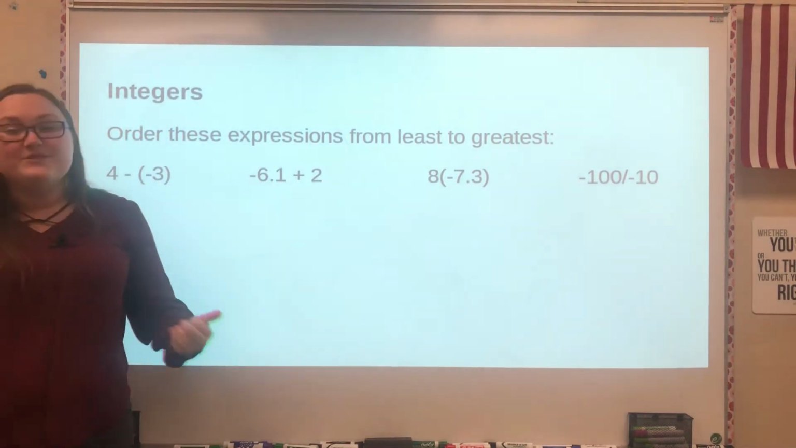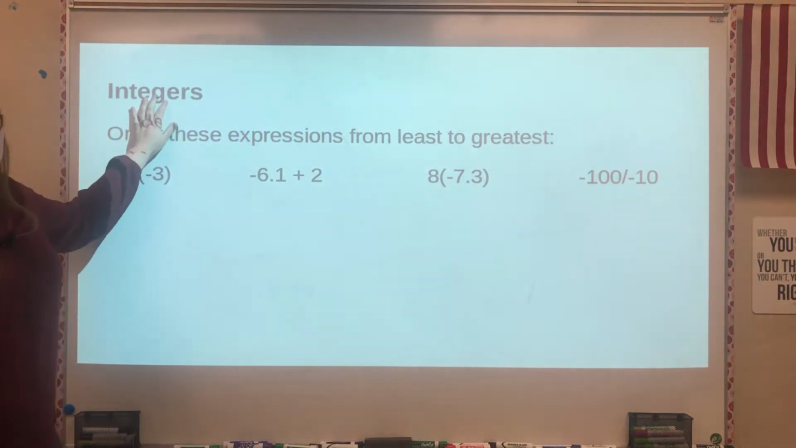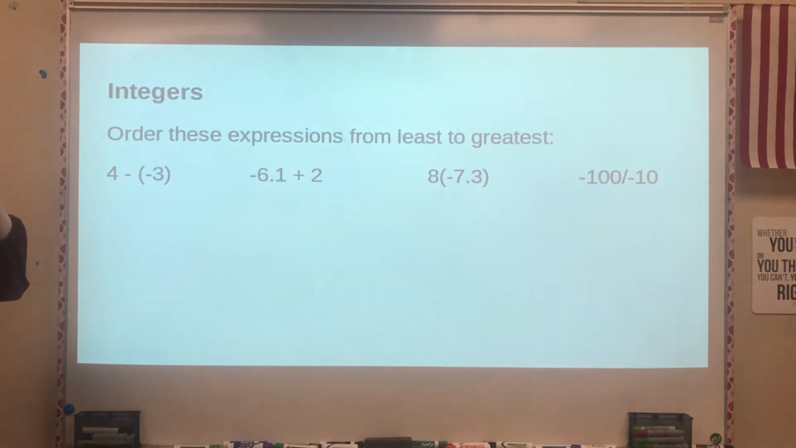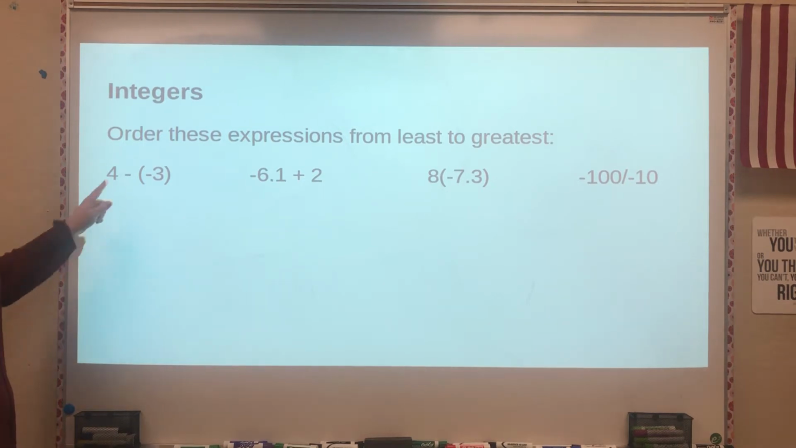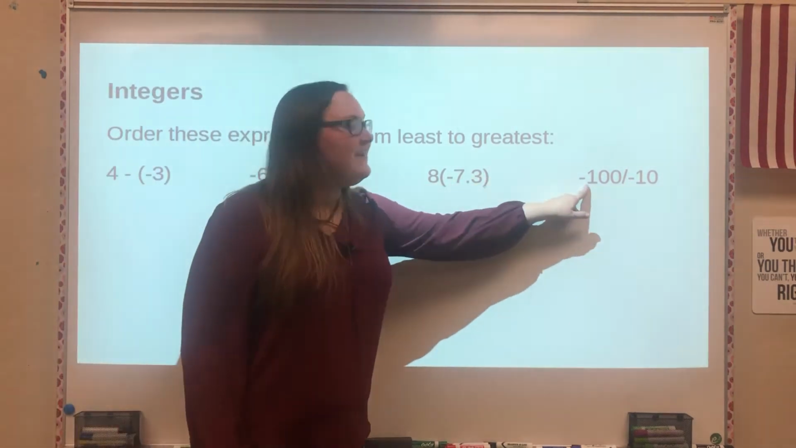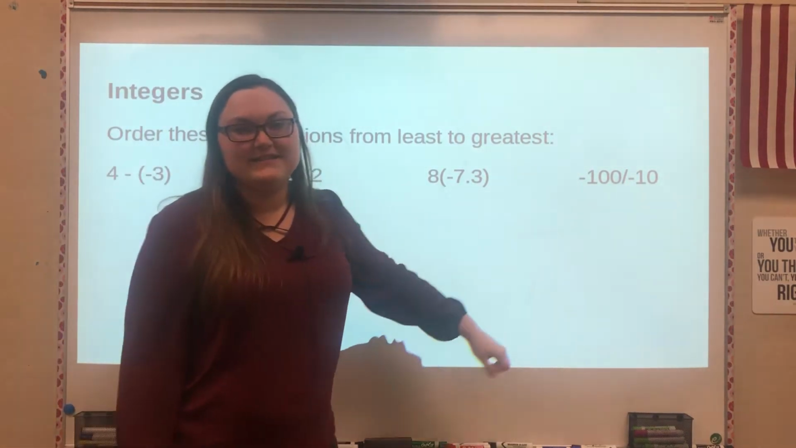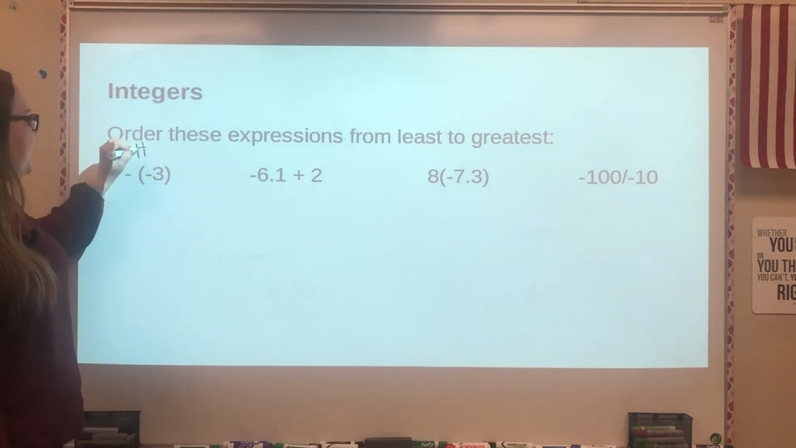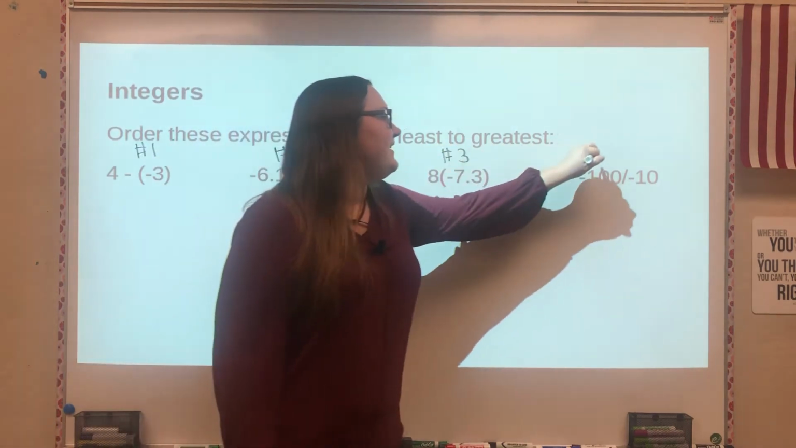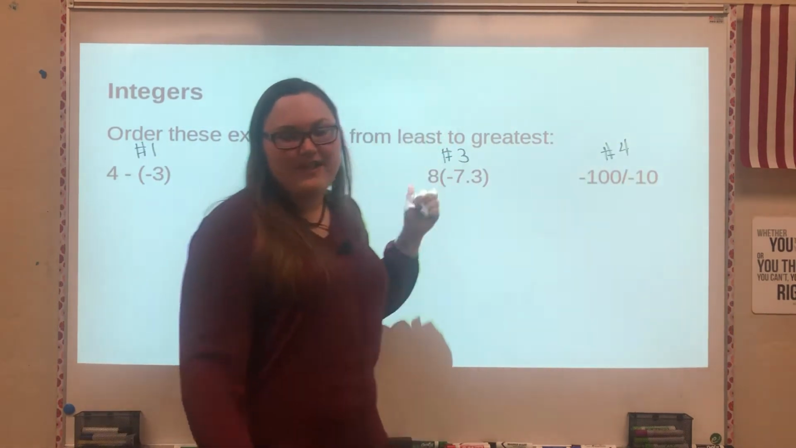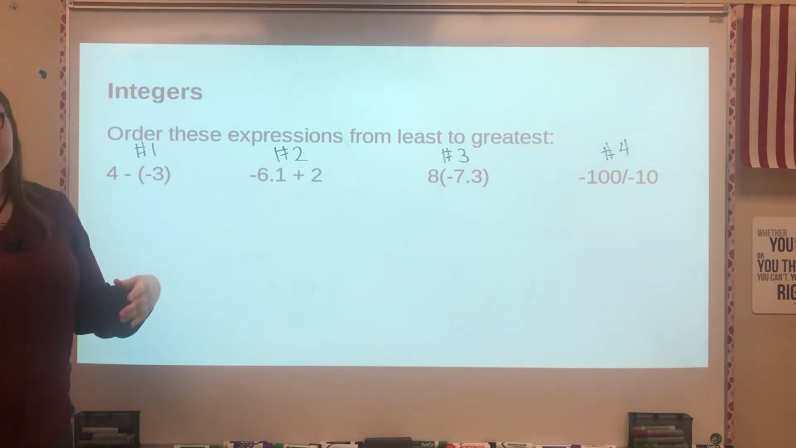One of the most important things you'll need to know in order to be successful in the next math class is how you do math with negative numbers or integers. So in this question, it says, order these expressions from least to greatest. There are 4 different problems here, and we want to organize them from least, the smallest, to the greatest. I'm going to call them number 1, number 2, number 3, and number 4. That way you don't have to write them all out. Just put these numbers 1, 2, 3, 4 in order from least to greatest. Go ahead and try that now.